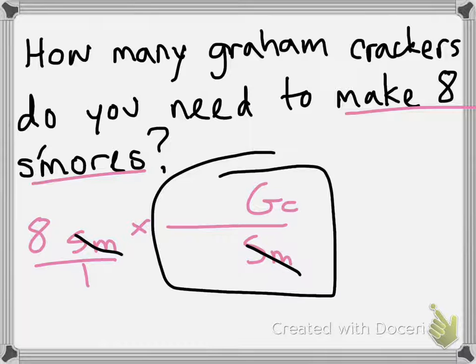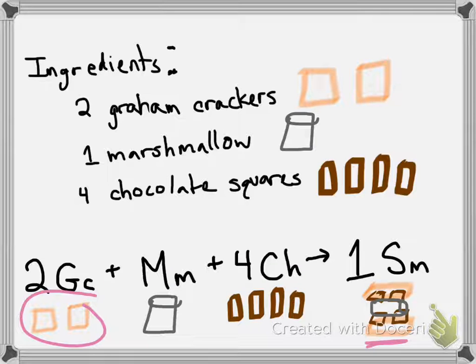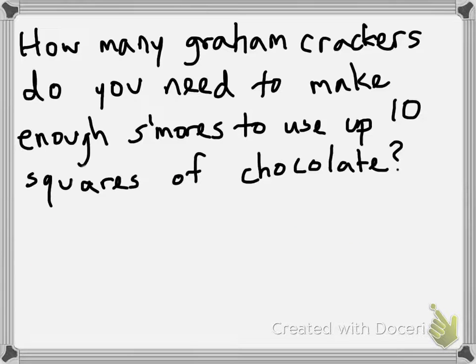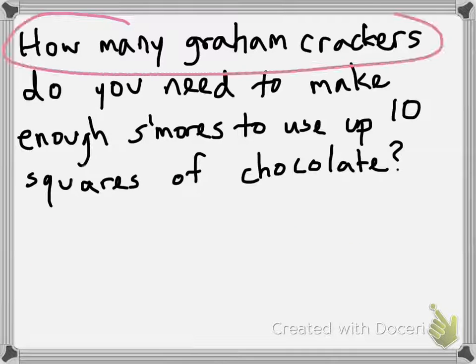Now in here, we need our conversion factor. And in stoichiometry, we call this the mole ratio. If you look here, we have 2 graham crackers for every 1 s'more. So that's our conversion factor, 2 graham crackers per 1 s'more. So that would give us 16 graham crackers necessary in order to make 8 s'mores. How many graham crackers? So that's what we're looking for again.